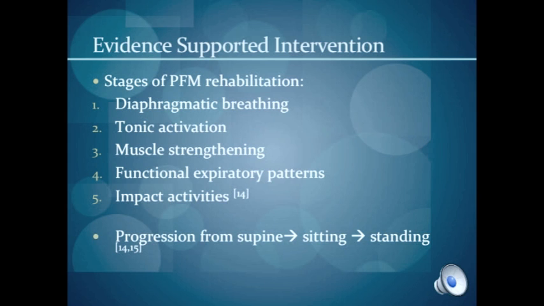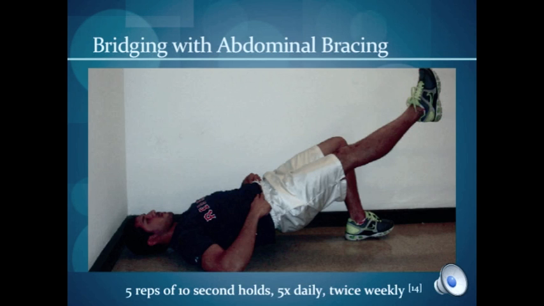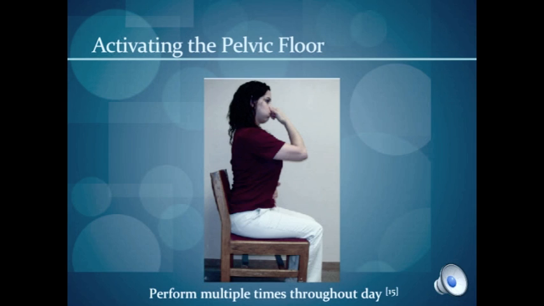Here's a picture of an exercise that includes bridging with abdominal bracing. Now, this exercise activates the pelvic floor, and we would want the patient to perform 5 reps of 10-second holds 5 times daily, twice weekly. In the following exercise, the patient would activate the pelvic floor, then increase intra-abdominal pressure by taking a deep breath in and holding it for approximately 10 seconds. Now, we'd want the patient to perform this multiple times throughout the day, so throughout their activities of daily living.